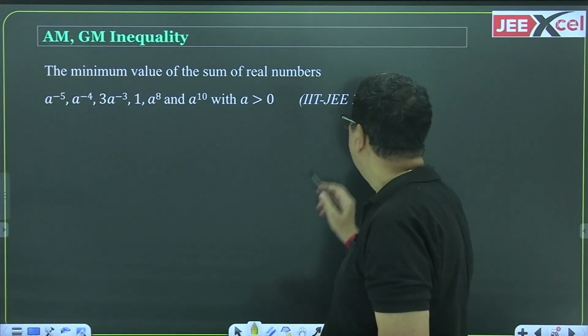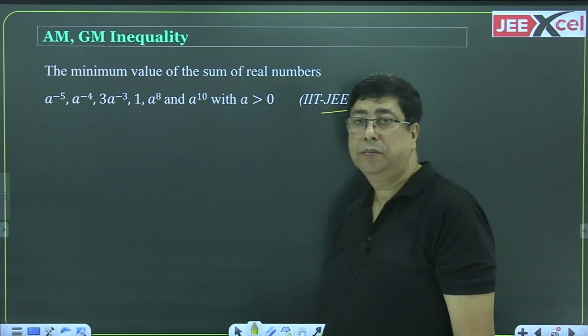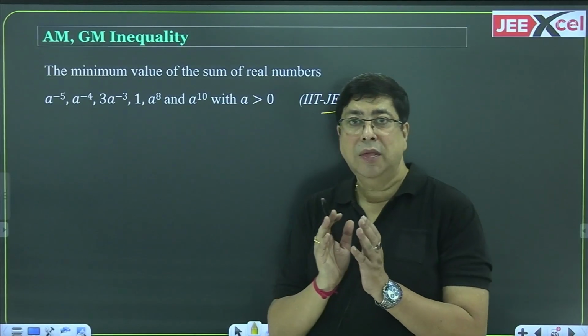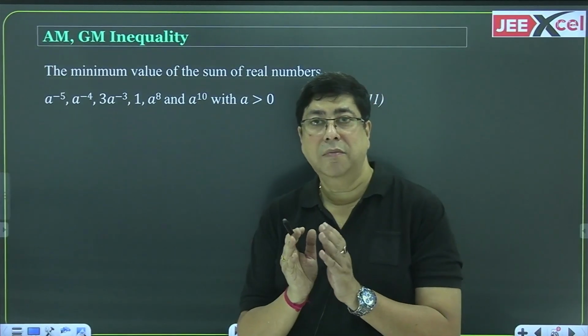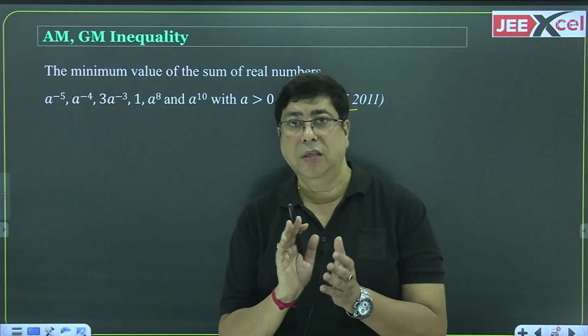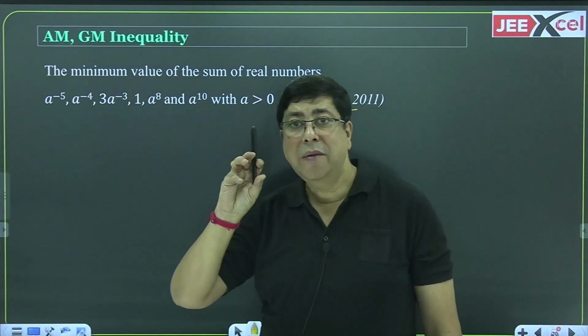For example, one question of IIT: the minimum value of the sum of the real numbers. How to solve this sum? So AM means arithmetic mean, GM means geometric mean, and AM is greater than or equal to GM, which is greater than or equal to HM. Okay. So in this case, we have to apply the AM in such a way.